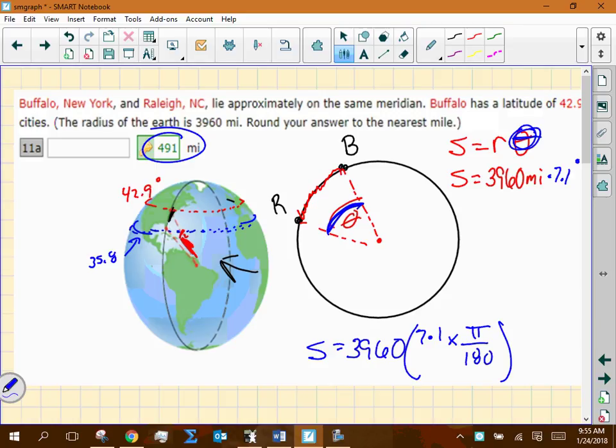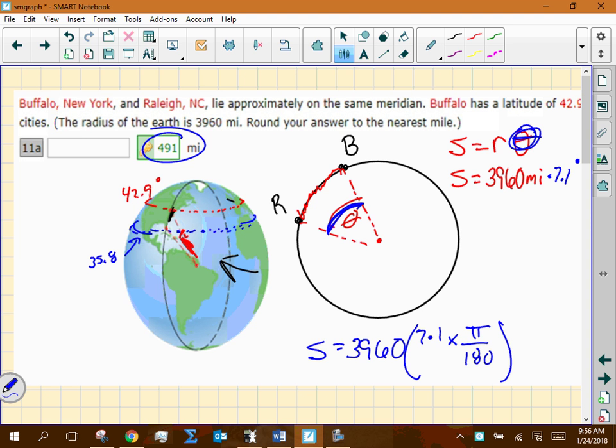When you're doing this, and especially a lot of these context problems that we deal with in this class, your answers should have a little bit of sense to them. If I got a distance of 7,000 miles, hopefully you understand that that's a little bit ridiculous because the radius of the Earth is 3960. So 7,000 would be quite a distance.